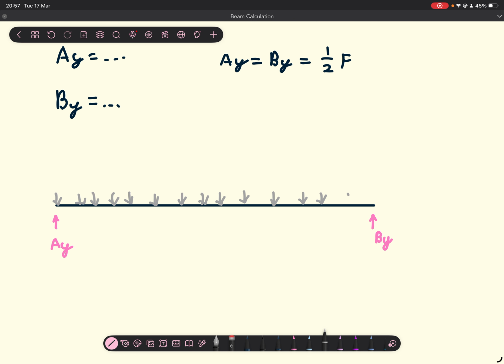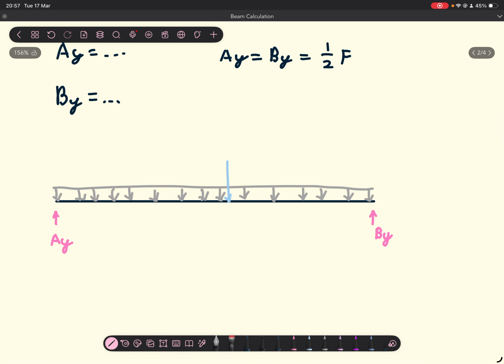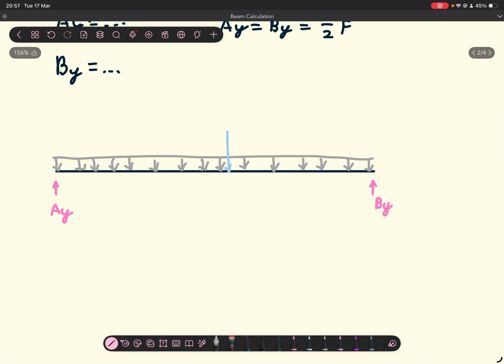Okay, so I'm just going to draw the uniform distributed load in again for the weight, just so that I remember that I'm dealing with the uniformly distributed load. If you don't do that, you might forget that this was originally a uniformly distributed load, and then you'll get your shear force diagram wrong. So just be wary of that.